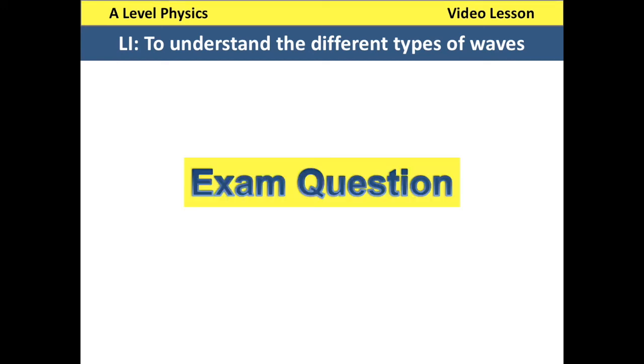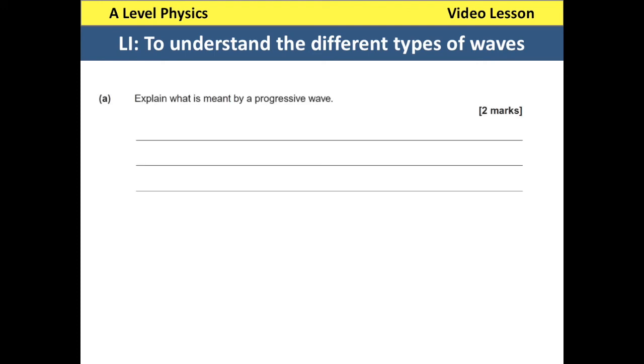Now I'd like you to have a go at the following exam question to test your understanding of what we've gone over today. So when you see the exam question appear on the screen, pause it, write down your answer, and then obviously press play to check the answer that you've written down. So the first question comes from 2016. Explain what is meant by a progressive wave. 2 marks.